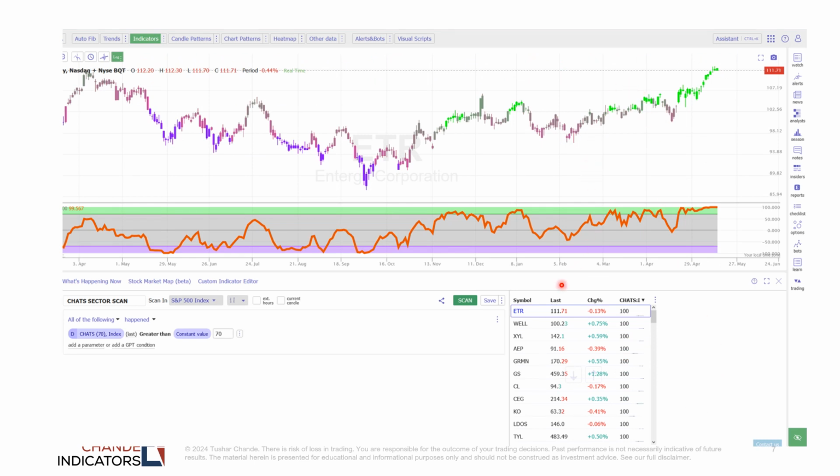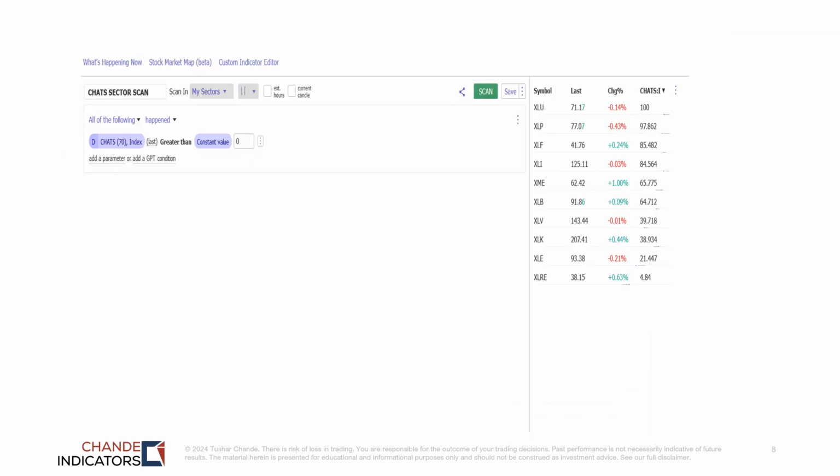This is the first chart on the list, ETR, from the previous S&P 500 scan with a CHATS value of 100, and it's showing green bars, and clearly if you just were to draw a horizontal line here, it's in a breakout mode. So CHATS saves you the hassle of looking through 500 charts and just scans them and gives you a single table to look at.